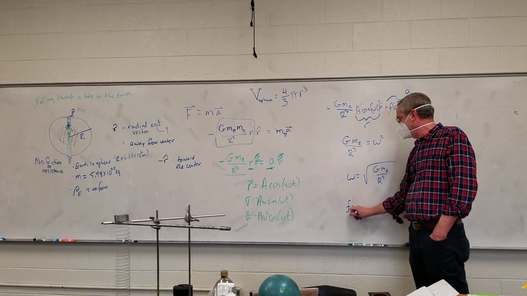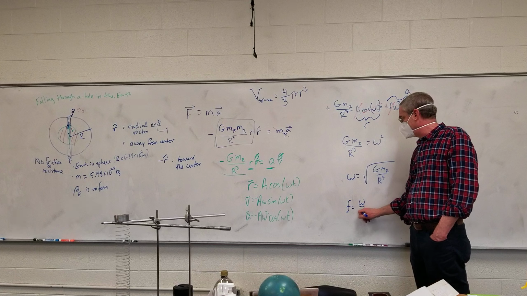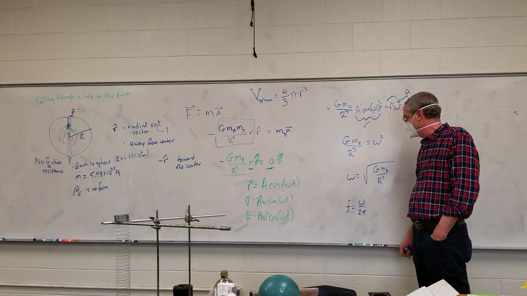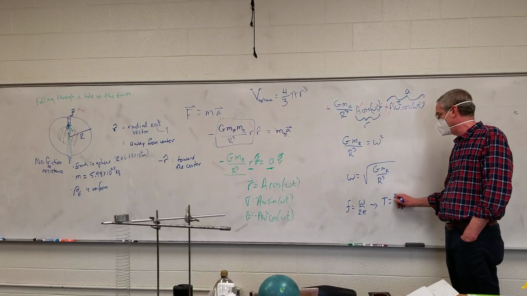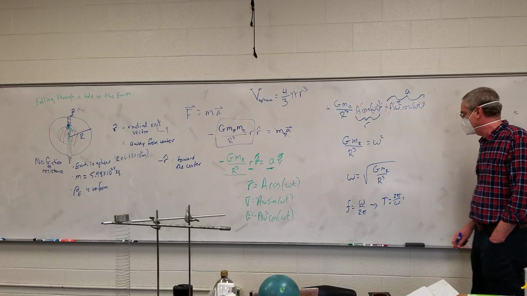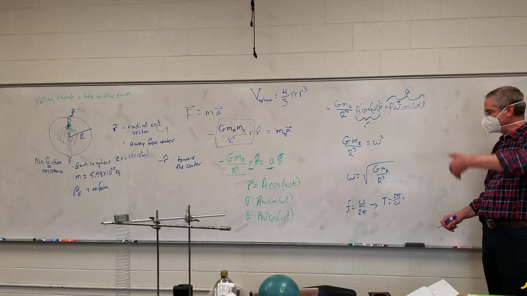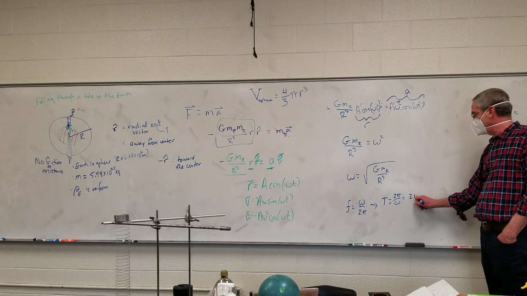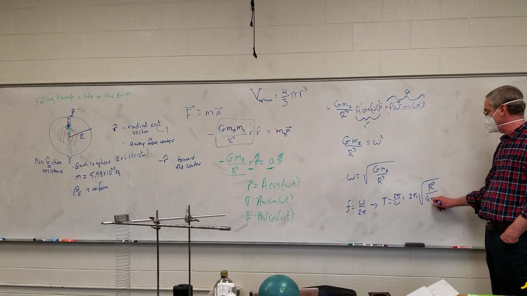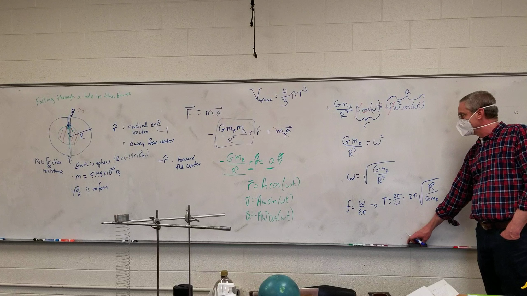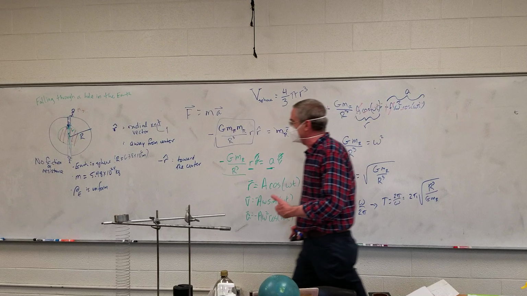The frequency is omega over 2 pi. Or better yet, the period is 2 pi over omega. So the period of dropping through should be equal to two pi times the square root of big R cubed over big G M. And can we now plug in numbers and actually get the value for the period?